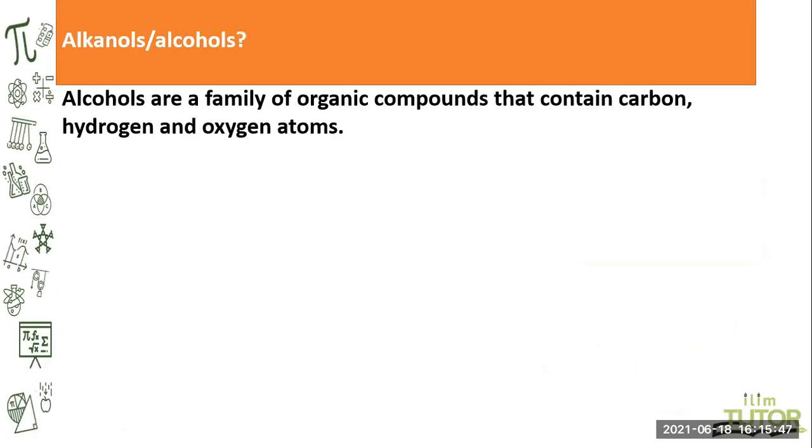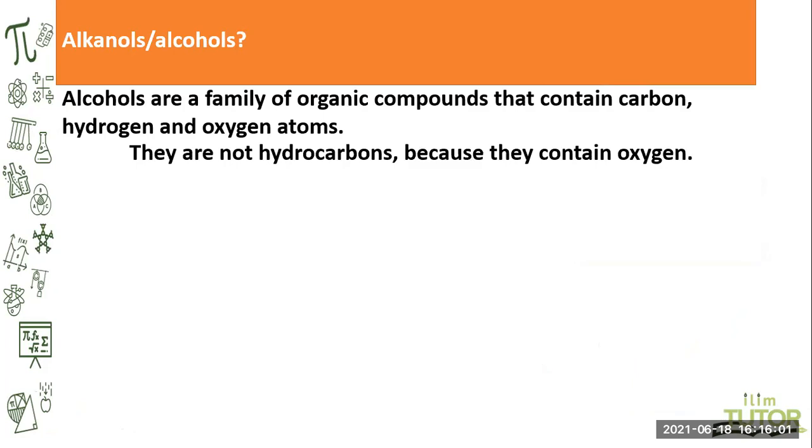First of all, we are going to look at alkanols, or using their general name, alcohols. Alcohols are a family of organic compounds that contain carbon, hydrogen, and oxygen atoms. Mind you, they are not hydrocarbons. Remember, in Organic Chemistry 1, we said hydrocarbons are compounds that contain only hydrogen and carbon. So alcohols, alkanols, and some other organic compounds are not hydrocarbons.